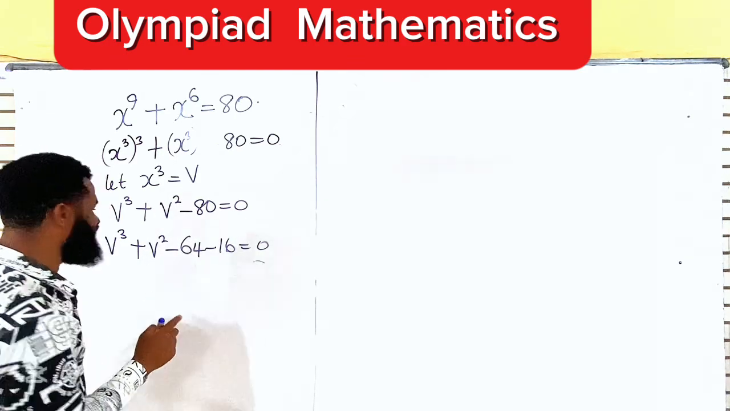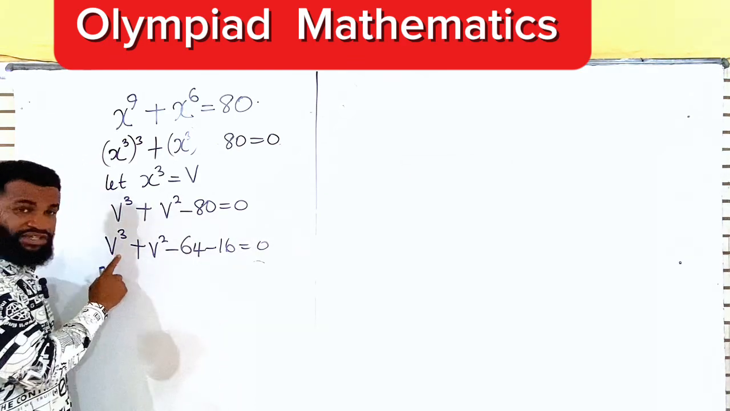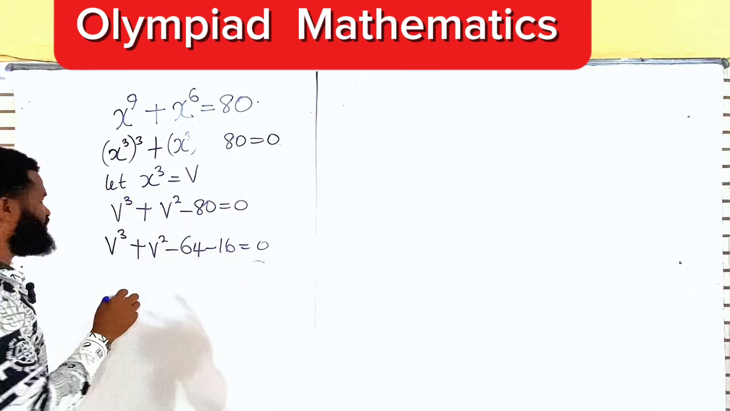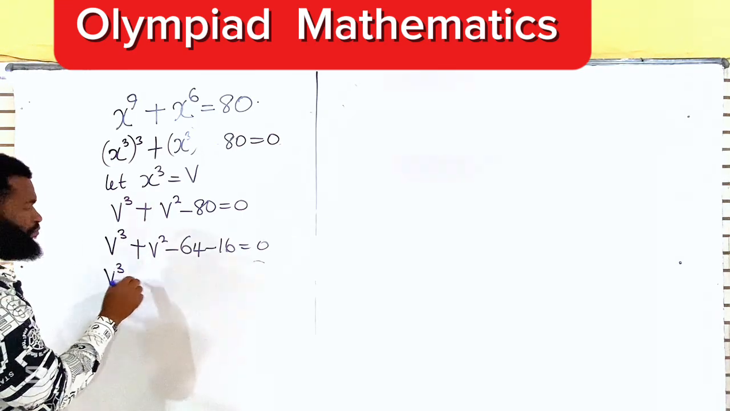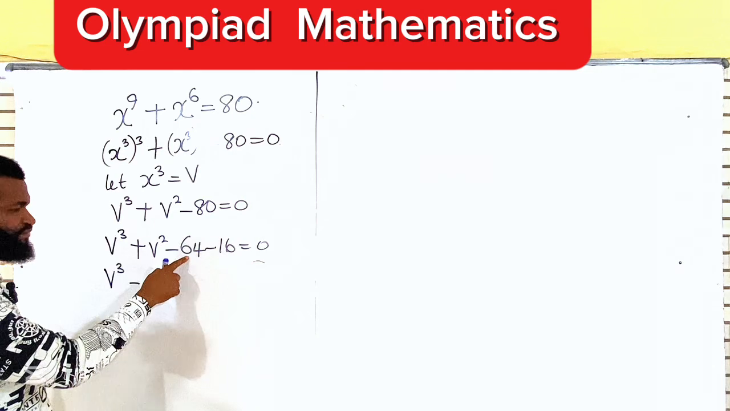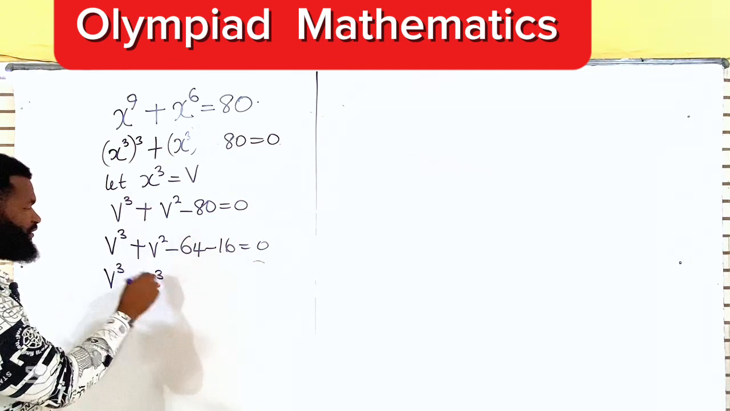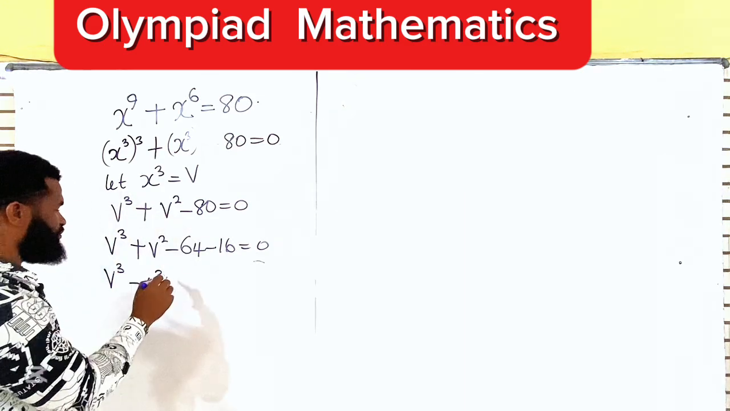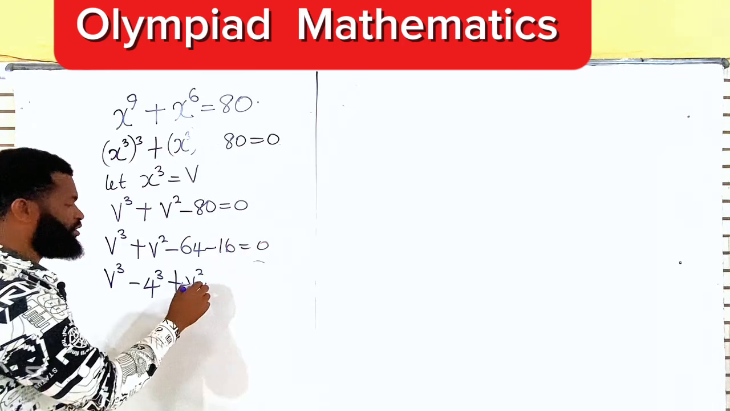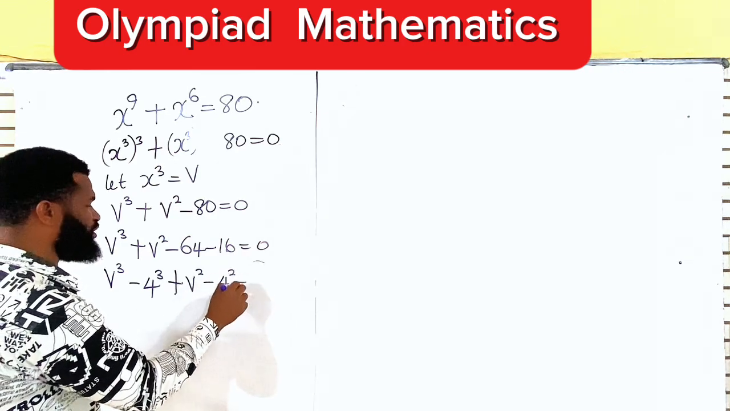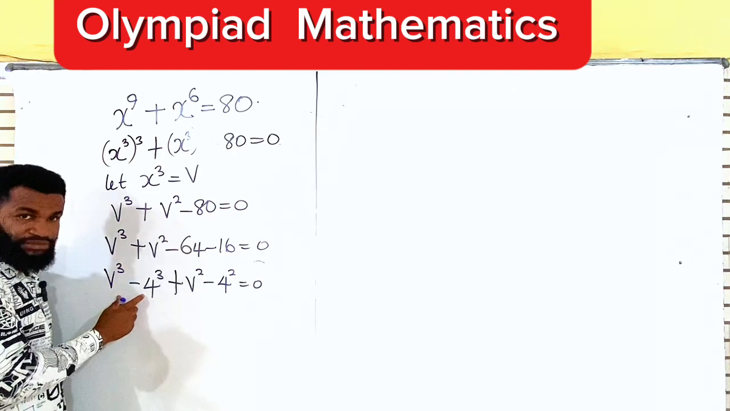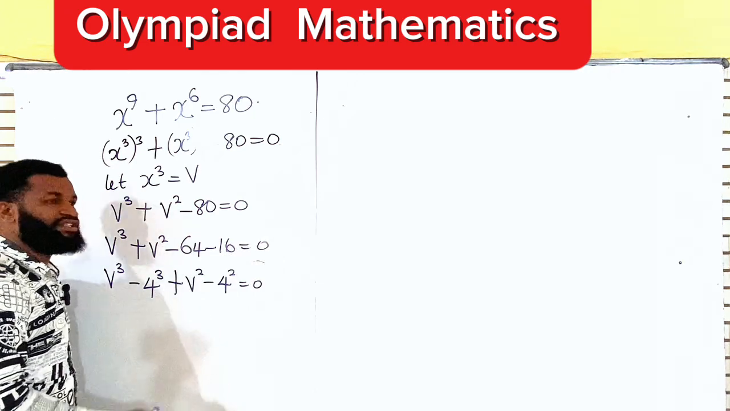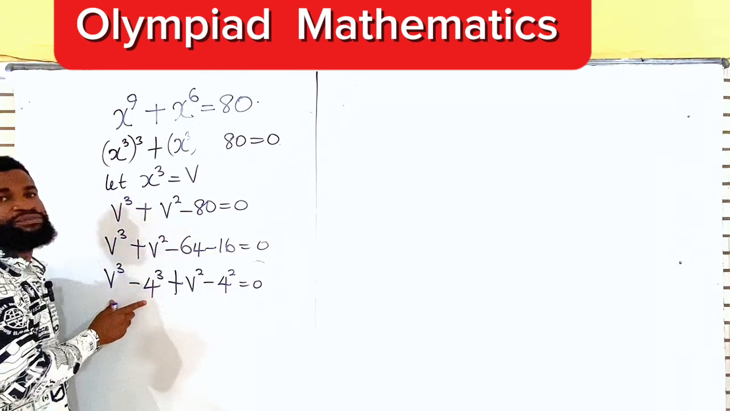But what we want to do is that it's going to form a uniformity with v raised to power 3. And this is going to form a uniformity with v raised to power 2. See what I mean? V raised to power 3 minus, this is going to be 4 raised to power 3. So I have difference of cubes, and then plus v raised to power 2 minus 4 raised to power 2 equal to 0. So I have difference of cubes and I have difference of squares, or difference of 2 squares. I also have difference of 2 cubes.